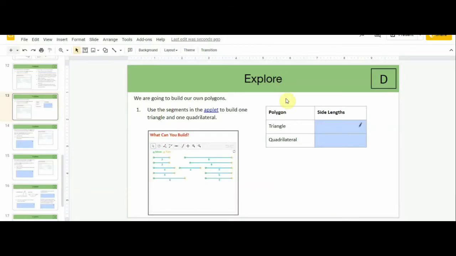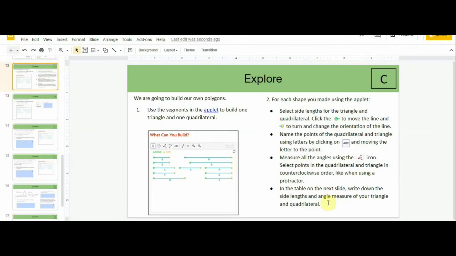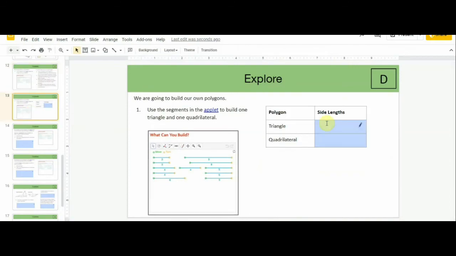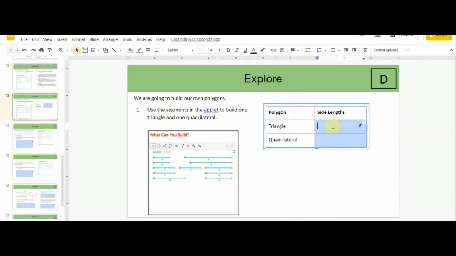If you recall, in slide C, they asked us for the measurements of the side lengths and also for the angle measure of your triangle and quadrilateral. However, in slide D, they didn't give a space for you to write your answer. If your teacher had a chance, perhaps he or she did this in advance. But if not, it's okay.